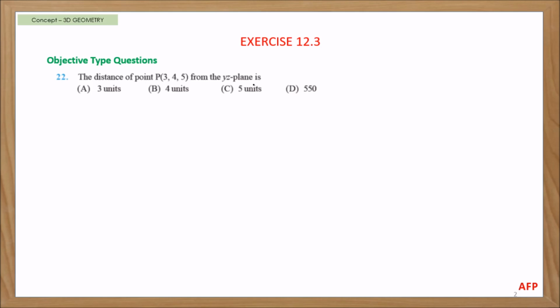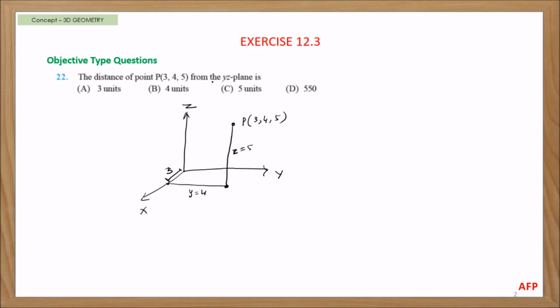The distance of a point from the YZ plane. You can see here X, Y and Z. Here is a point P of (3, 4, 5). If you draw a perpendicular, this is Z equals 5, here Y equals 4, and this distance is 3. So the distance of the point from the YZ plane, the perpendicular distance, you have to find.